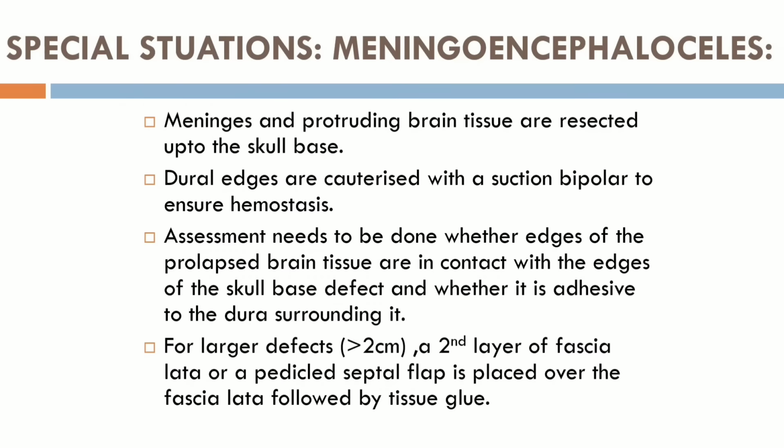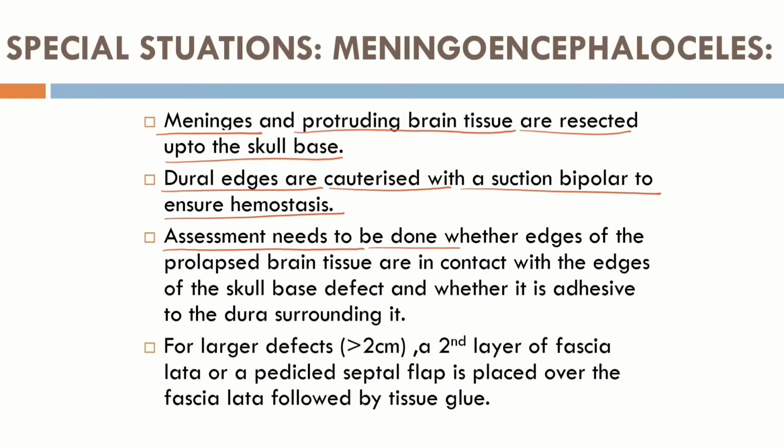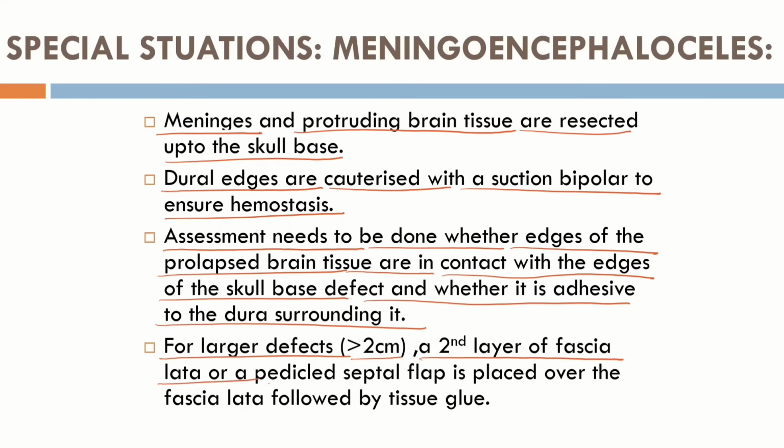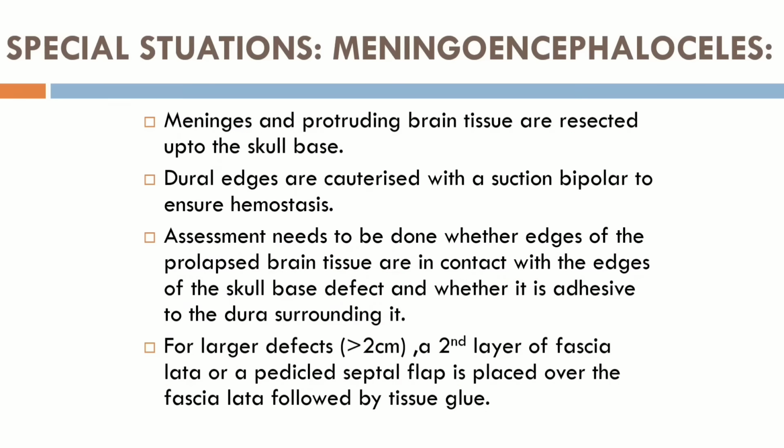Special situations, meningoencephaloceles, very importantly. Meninges and protruding brain tissue are resected up to the skull base. Dural edges are cauterized with a suction bipolar to ensure hemostasis. Assessment needs to be done whether the edges of the prolapsed brain tissue are in contact with the edges of the skull base defect and whether it is adjacent to the dura surrounding it. For larger defects more than 2 cm, a second layer of fascia lata or a pedicled septal flap is placed over the fascia lata for the tissue to heal.